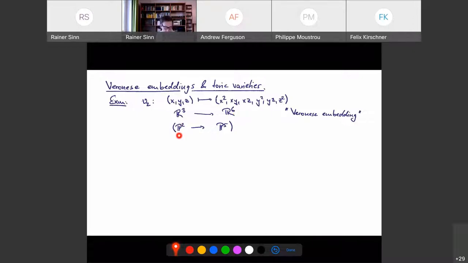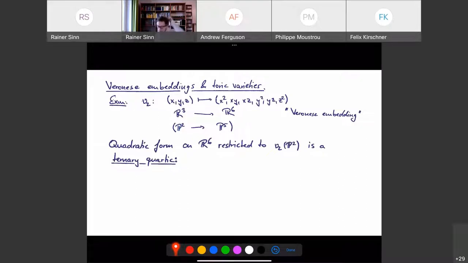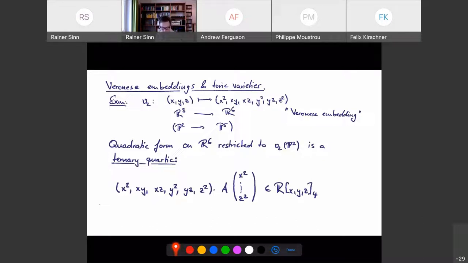But for me, this is really a map from P2, from the projective plane, into projective 5 space. And what we're going to do is look at quadratic forms on R6, so symmetric 6 by 6 matrices, and we want to restrict to the image of this map. What we get out is exactly a polynomial of degree four in 3 variables. We just multiply this out.